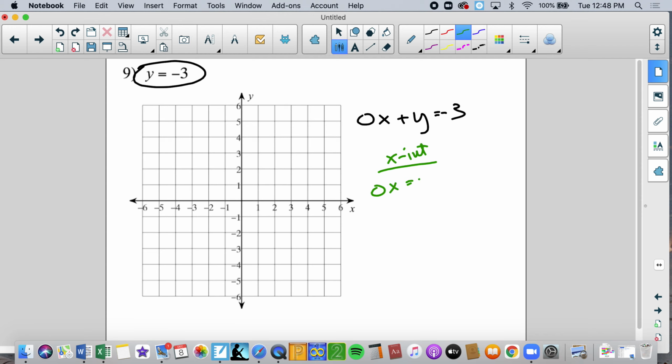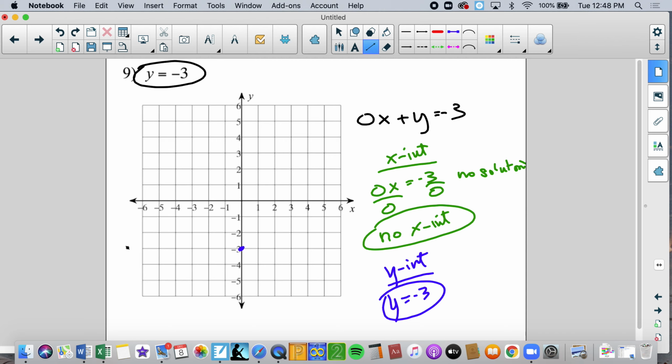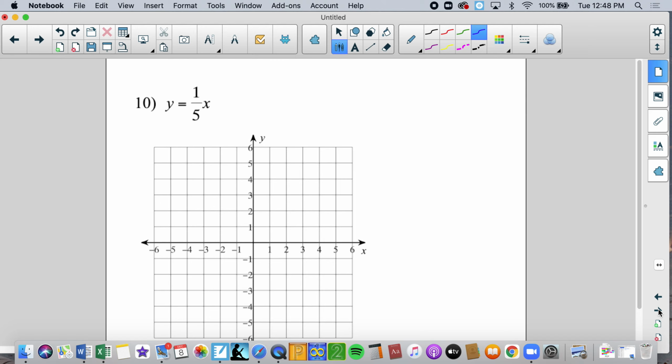We have 0x equals negative 3. Remember, when you divide by 0, that is no solution. Can't divide by 0, so there is no x-intercept. When we do the y-intercept, we cross out the x, and you get y equals negative 3. So my y-intercept is negative 3, and it's going to produce a horizontal line. Don't forget to label your point. (0, negative 3). You only need to label one point when you have a horizontal or vertical equation.